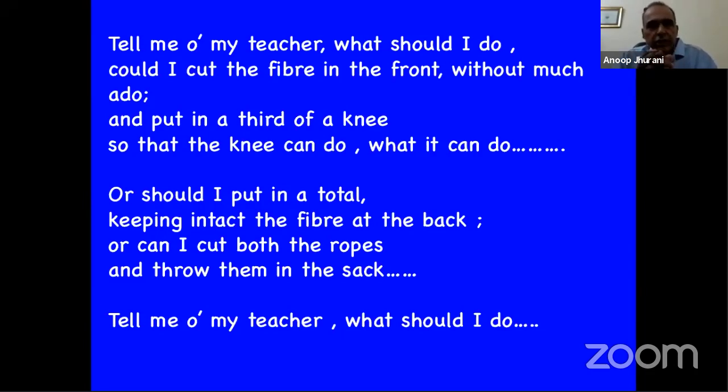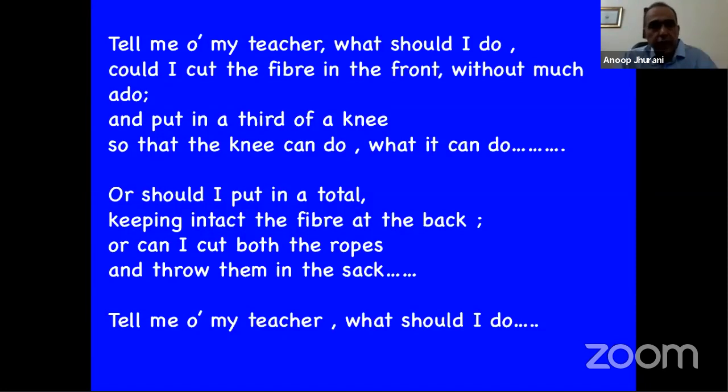So tell me, oh my teacher, what should I do? Could I cut the fiber in the front without much ado and put in a third of a knee so that the knee can do what it can do? Or should I put in a total, keeping intact the fiber at the back? Or can I cut both the ropes and throw them in the sack? Tell me, oh my teacher, what should I do? So this is the quandary with which most arthroplasty surgeons are faced. And we need to take it step by step.